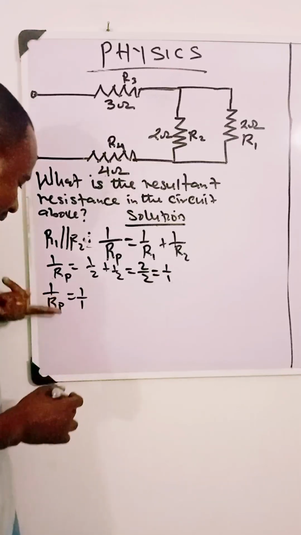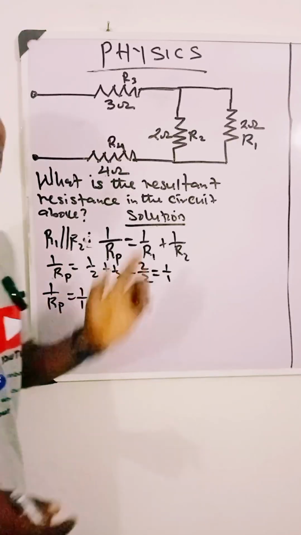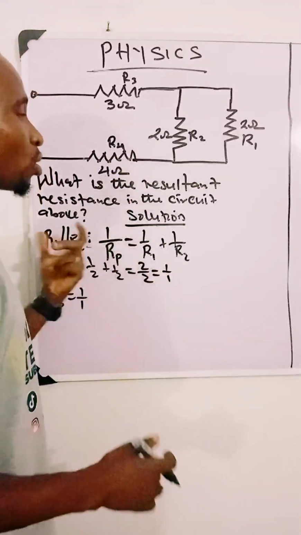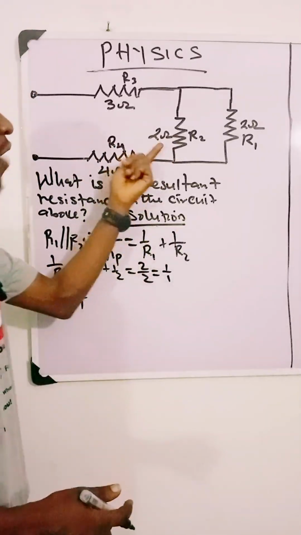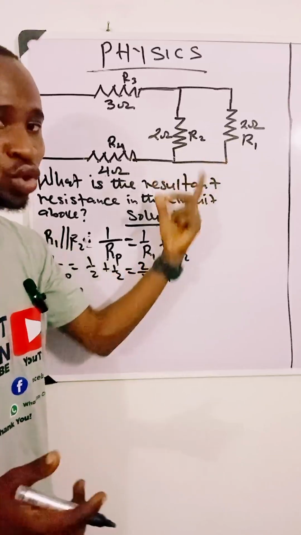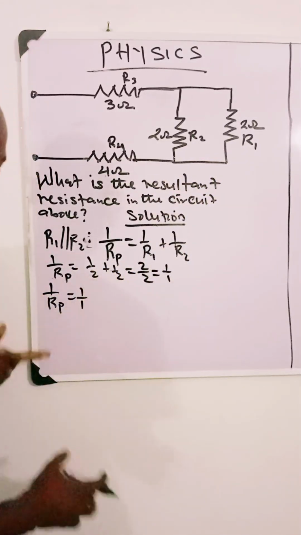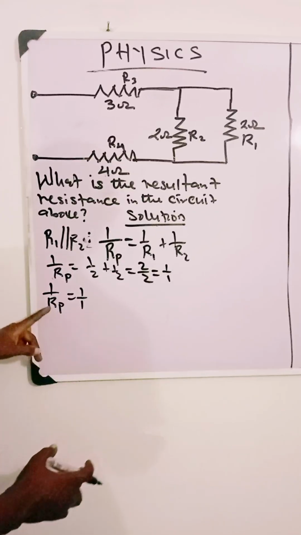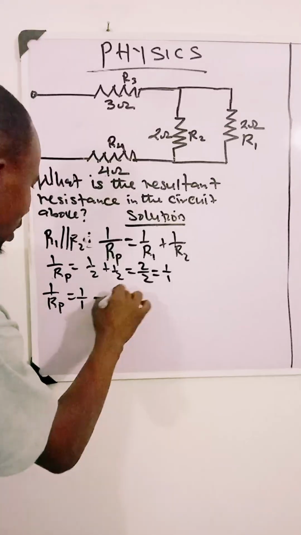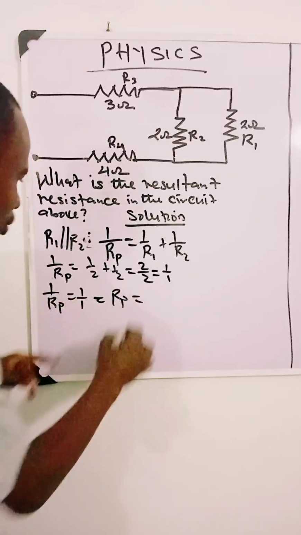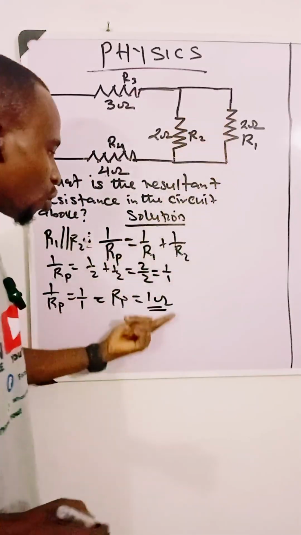Now, it is Rp I'm looking for, not 1 over Rp, so I will cross multiply. This is the principle I want you to learn, not numbers. Whenever you have a circuit where you don't have similar resistances, the principle is that you find the LCM. After this point, I'm going to cross multiply. So Rp times 1 is the same thing as Rp equal to 1 times 1, which is 1. So the parallel aspect is 1 ohm.